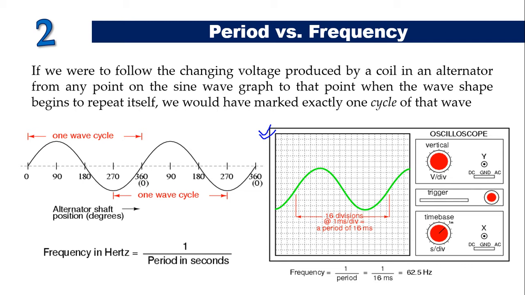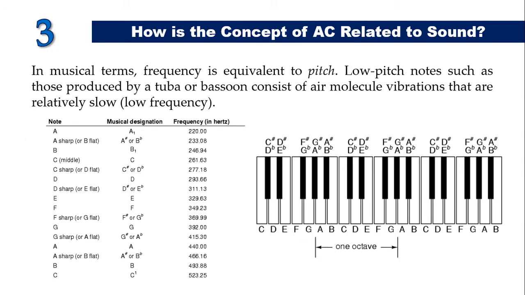Yung relationship between period and frequency is very useful when displaying an AC voltage or current sa oscilloscope screen. By measuring the period of this wave sa isang oscilloscope, malalaman natin yung value ng frequency ng isang waveform, ng isang signal. Okay? So, ganyan siya.